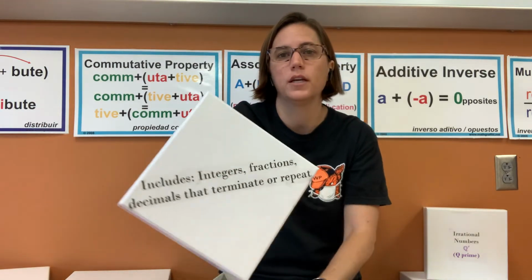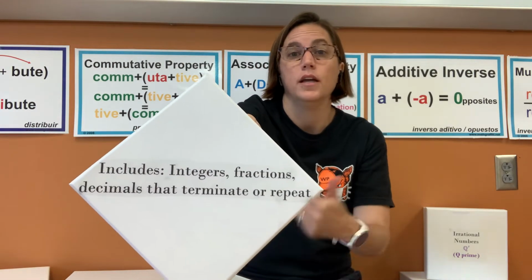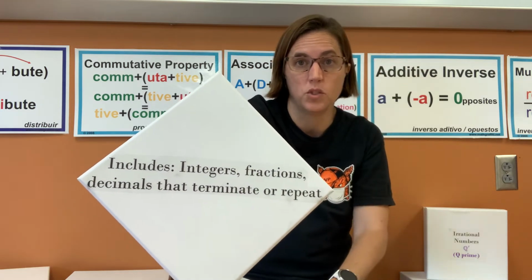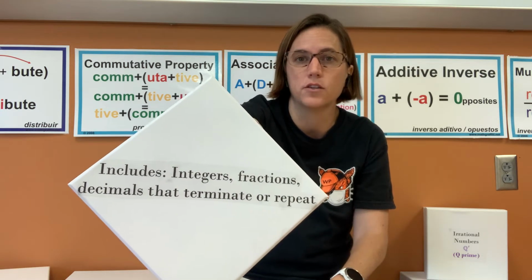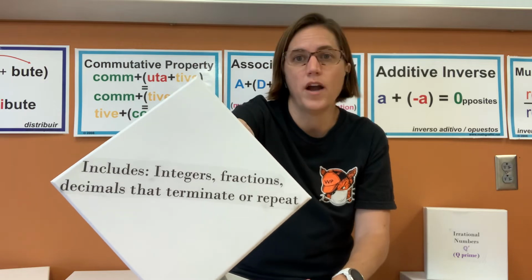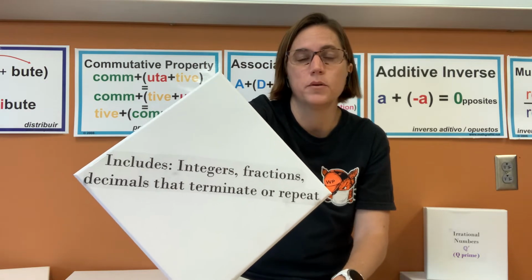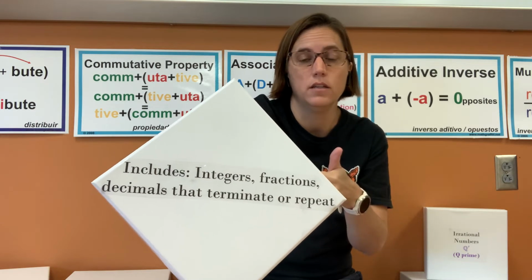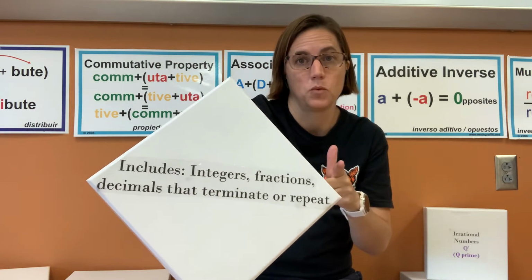So this is going to include integers, because every integer can be written as that number over 1. So negative 3 over 1, that's a fraction of integers. It includes fractions, it includes mixed numbers, and it includes decimals if they terminate or repeat, okay?